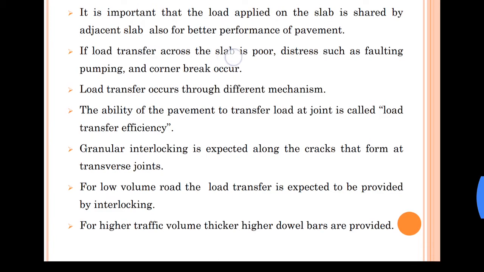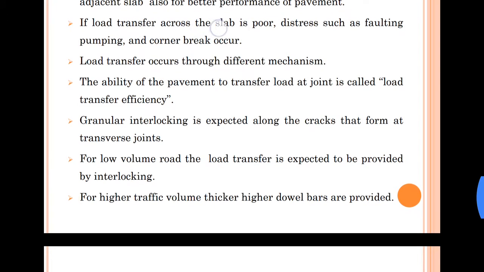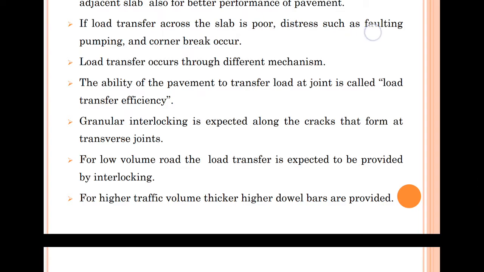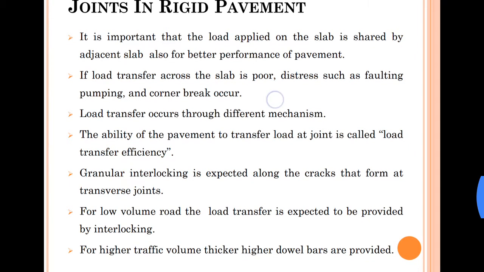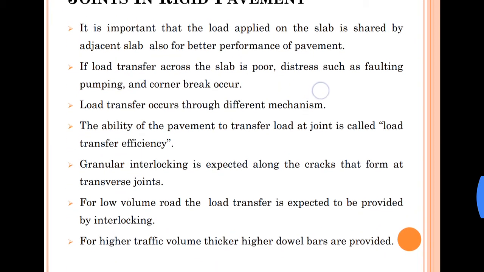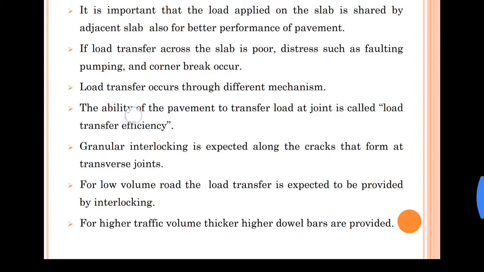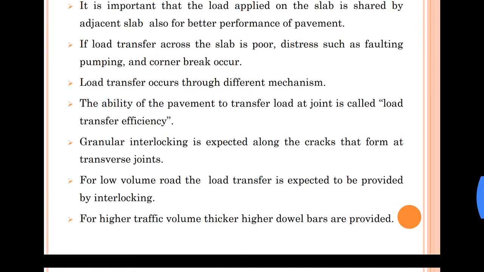If load transfer across the slab is poor, then distress such as faulting, pumping and corner break might occur. So what are these distresses? We'll study them in detail in the next module, module 6, where we'll study the defects and maintenance of highways. Load transfer occurs through different mechanisms. The ability of the pavement to transfer load at a joint is called load transfer efficiency.